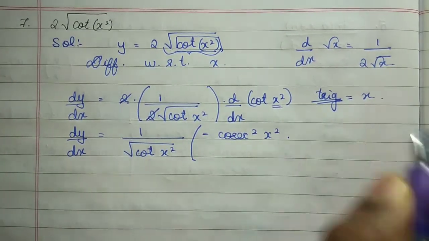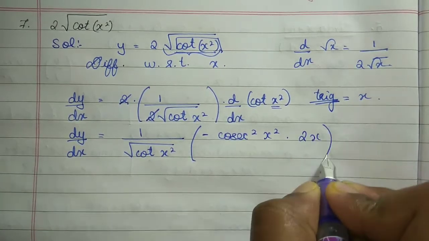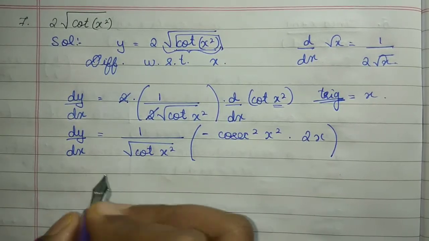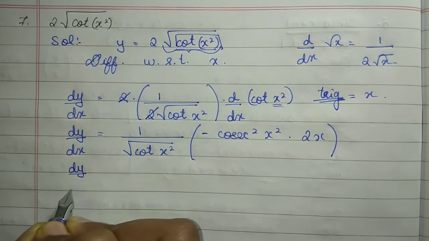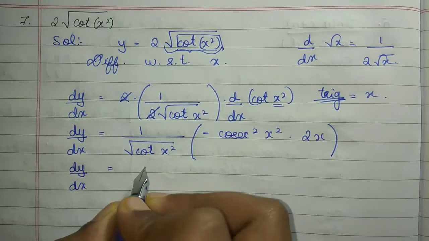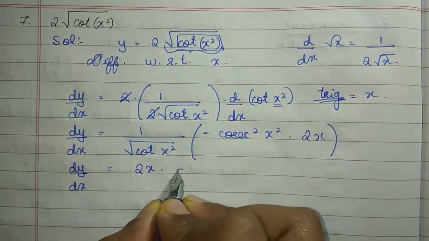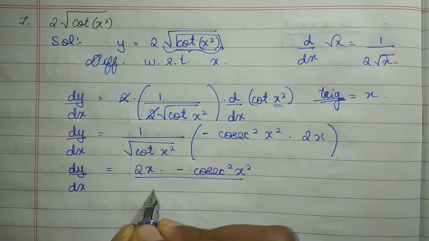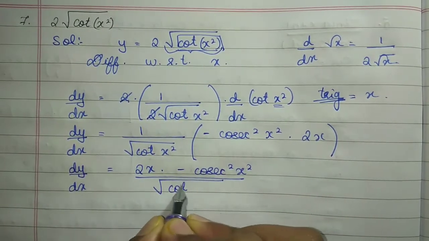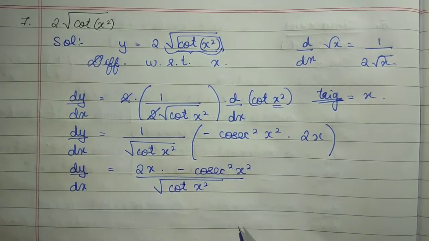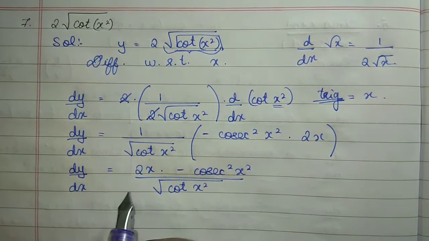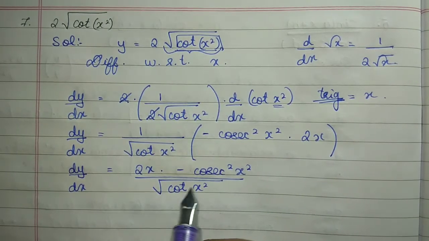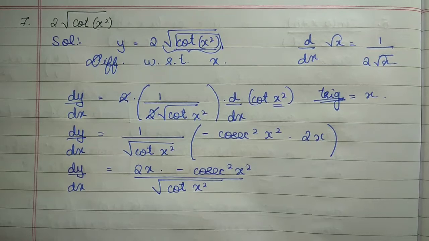So what is the derivative of x square? It is 2x. Derivative or differentiability, both is same. So what I will do is that dy by dx will be written as 2x into minus cosecant square x square divided by root of cot x square. So you can't just leave it like this. If you leave it also, it is not a problem, but still you can simplify this, no? So you have to simplify it.